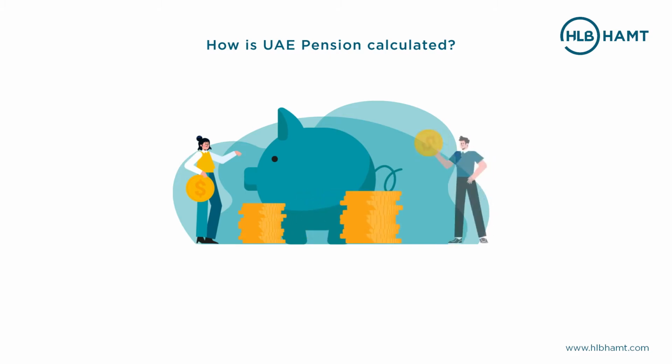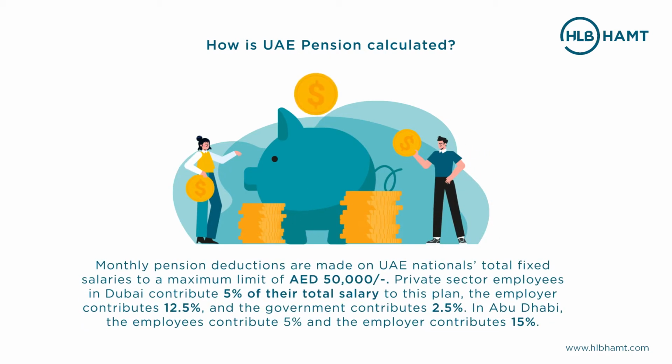How is UAE pension calculated? Monthly pension deductions are made on UAE nationals' total fixed salaries to a maximum limit of 50,000 United Arab Emirates dirhams. Private sector employees in Dubai contribute 5% of their total salary to this plan, the employer contributes 12.5%, and the government contributes 2.5%. In Abu Dhabi, the employees contribute 5% and the employer contributes 15%.